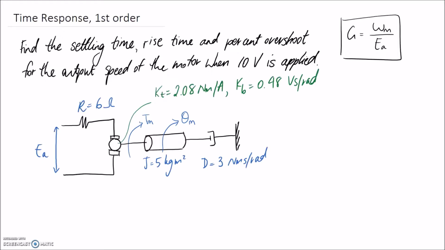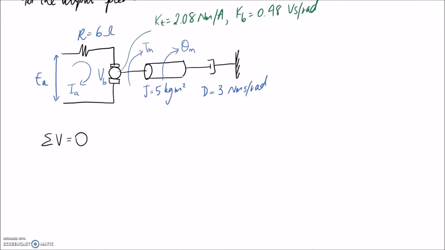The first thing I'm going to do is look at what's happening inside the circuit here, and I should be able to apply the equation that the sum of the voltages in that circuit is equal to 0. So EA is going to be an input voltage. We're then going to drop across the resistor, and to work out how much we drop, we need to know the current in the circuit, which I'll call IA. And we're also going to drop across the actual motor, and we're going to call that VB for the back EMF.